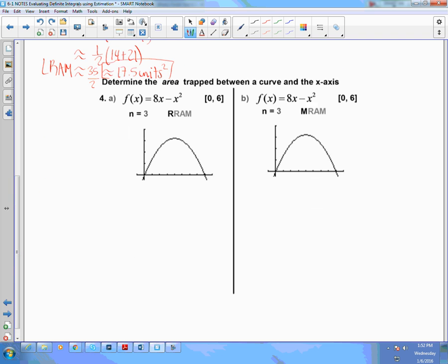Alright, with your partner next to you, we'll do number 4, A and B. Remember, since it's a closed interval, the number of rectangles is what I put up earlier. So there's going to be 3 rectangles. How wide is each of the rectangles? The width is 2, because our interval length is 6 divided by 3. The width of the rectangle is 2. Okay?